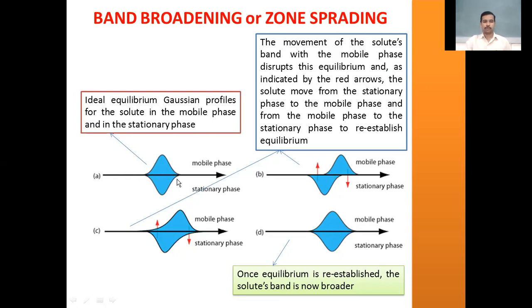So once the equilibrium is reached, we will be expecting this with less bandwidth. And even after the re-establishment of the equilibrium, we will be expecting this type of concentration profile. But here the width has been increased. If you look at the diagrams A and B, here the width is lower and here the width is higher. So the chromatographic peaks with more width are said to be peaks with more band broadening.